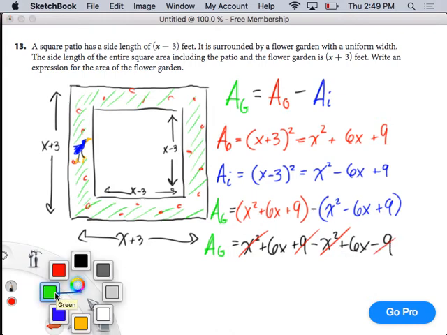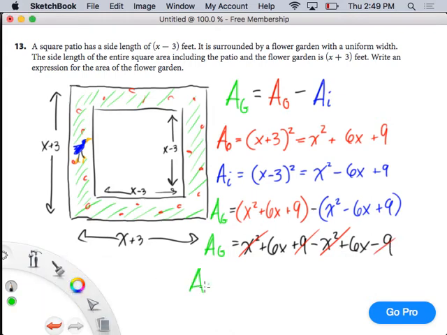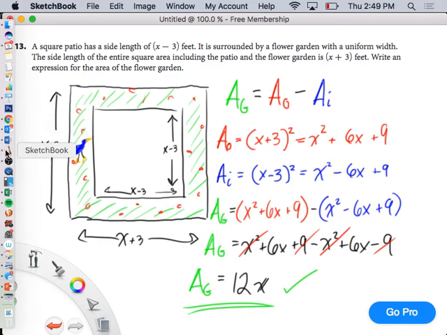And I end up with the area of the garden equals 6x plus another 6x, which is 12x. And that is my final answer. Does that make sense? Any questions on that, guys? Okay, good job hanging in there right up to the last minute.